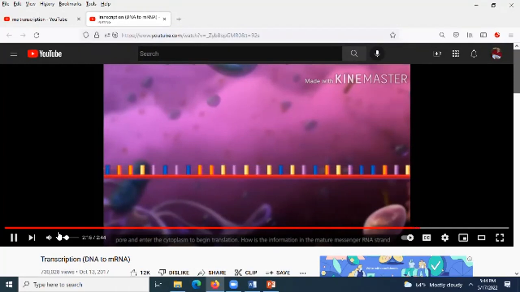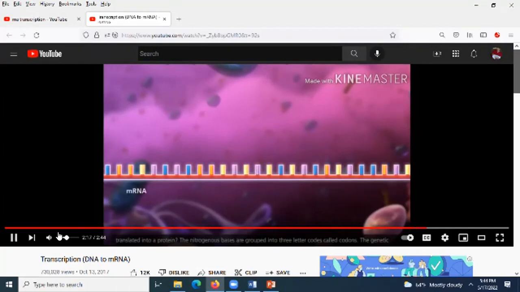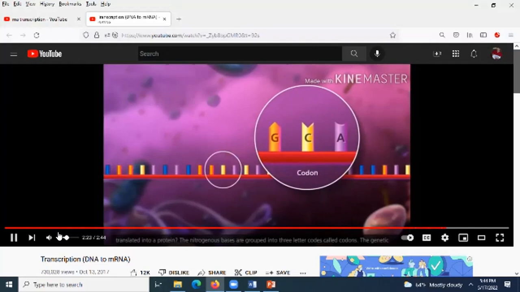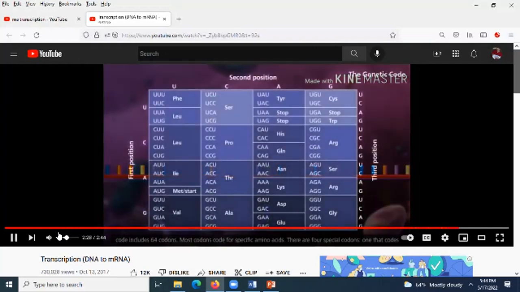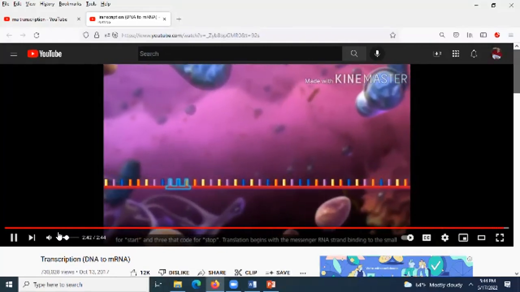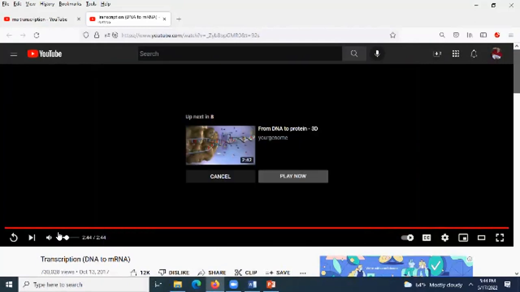How is the information in the mature messenger RNA strand translated into a protein? The nitrogenous bases are grouped into 3 letter codes called codons. The genetic code includes 64 codons. Most codons code for specific amino acids. There are 4 special codons, 1 that codes for start and 3 that code for stop. Translation begins with the messenger.